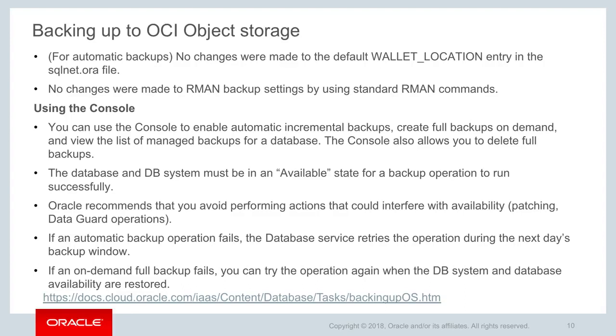If for some reason an automatic backup operation fails, the database service retries the operation during the next day's backup window. And if an on-demand backup fails, you can try the operation again when the DB system and the database availability are restored.